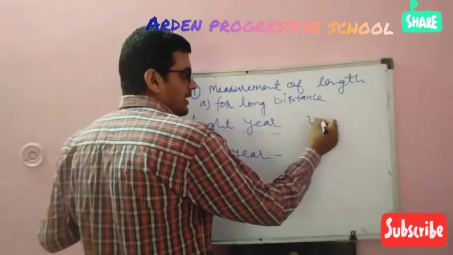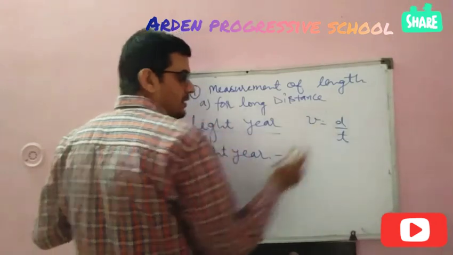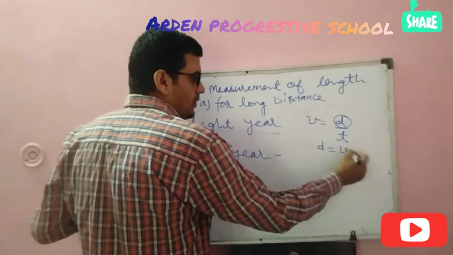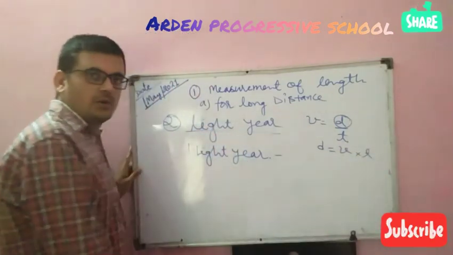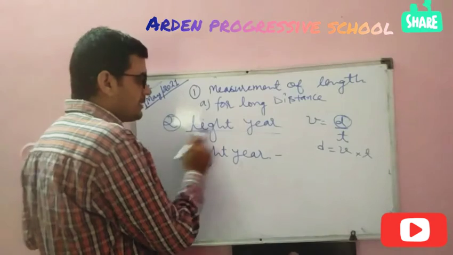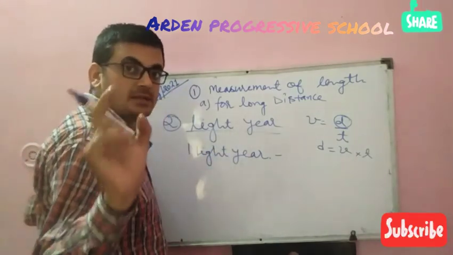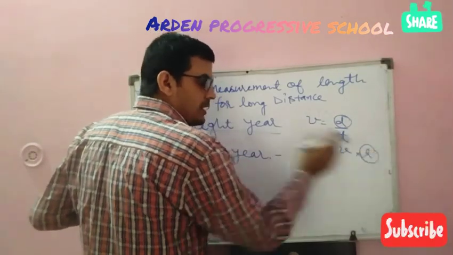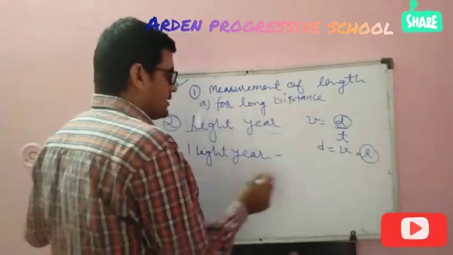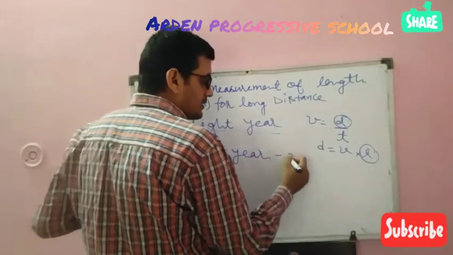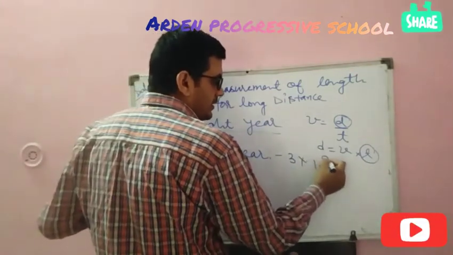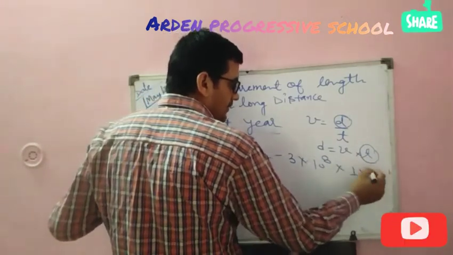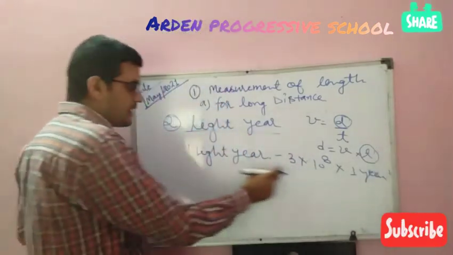Student, look here. Velocity equals distance upon time, so distance equals velocity into time. What is the meaning of light year? Average distance traveled in 1 year. So time is 1 year and the total distance traveled is called a light year. What is the velocity in vacuum? 3 into 10 to the power 8, into time, which is 1 year. Have you got this point?